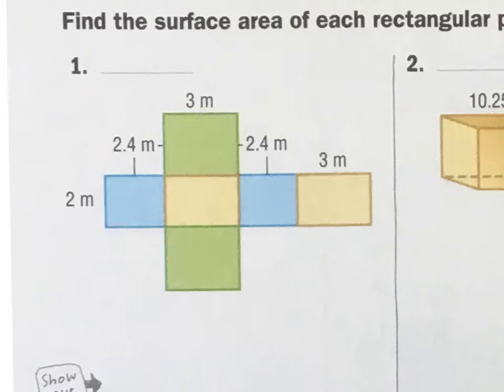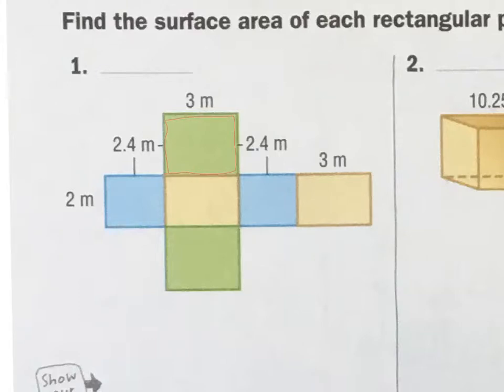This is the guided practice for 10.2. We're finding the surface area of rectangular prisms. Okay, now this one, they had broken it apart for us. So we just need to find the surface area of each rectangular shape. Okay, so I'm going to start with this one right here.